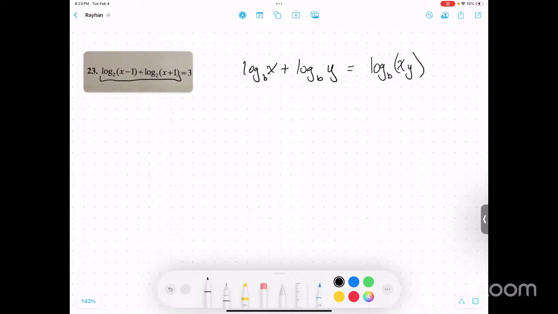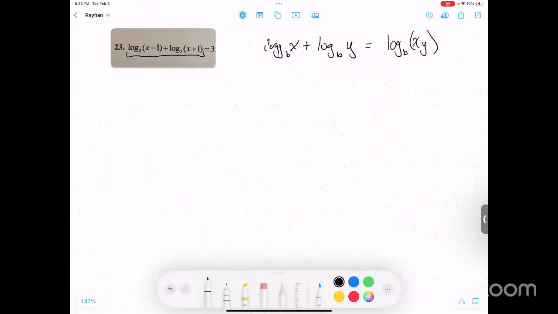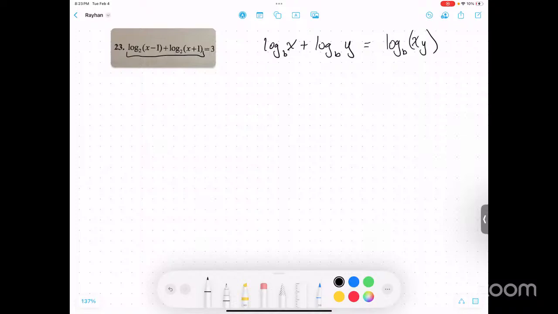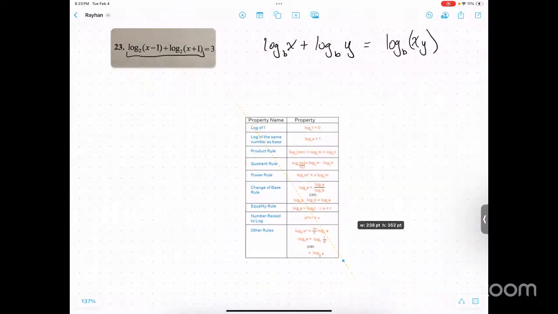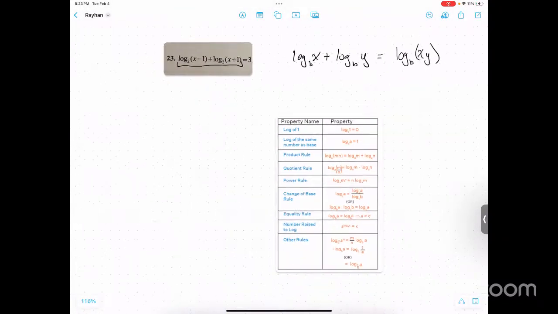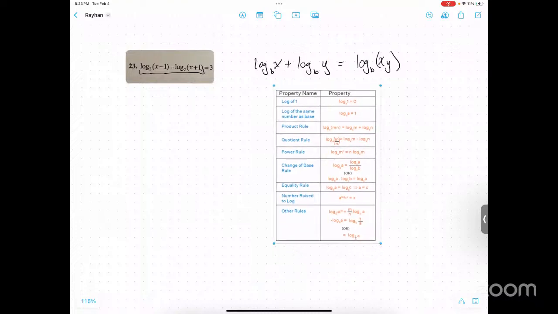X times y. Okay. Do you have all those properties written down somewhere? They're in my notebook. Have that out because that's super important. Let me see, I feel like I just did this with another student recently. Oh yeah, there we go. I'll put it right onto here so you can see it. Okay. So that property right there is this one.